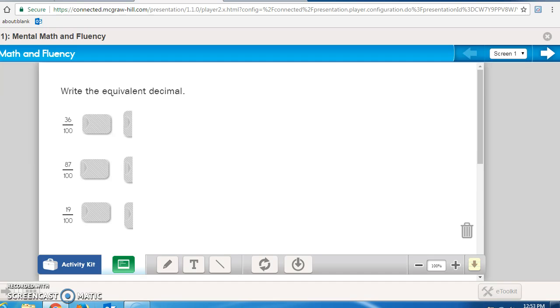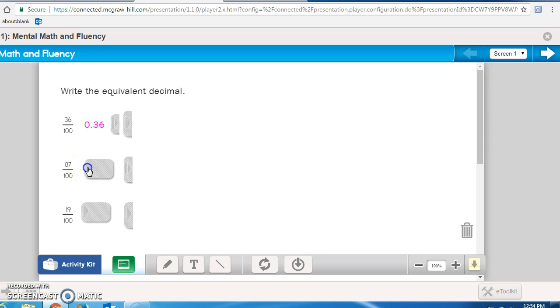But first, let's start with our mental math and fluency. Write the equivalent decimal. So 36 hundredths. That means that when you write the number 36, the last number, the 6, should be in the hundredths place. So you should write that 0.36. 87 hundredths, again, 87, the last number, the 7, should land in the hundredths place.